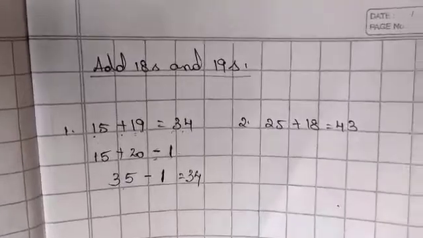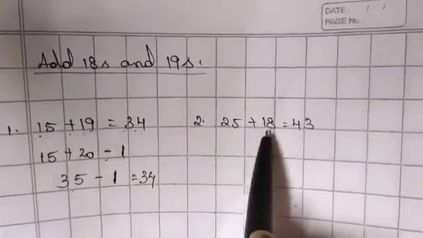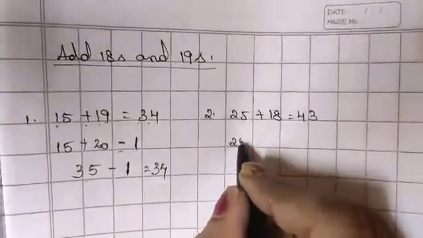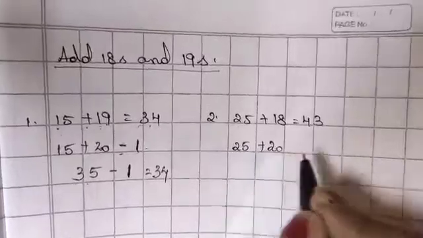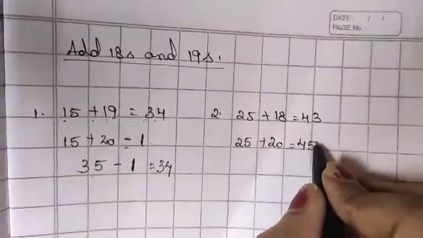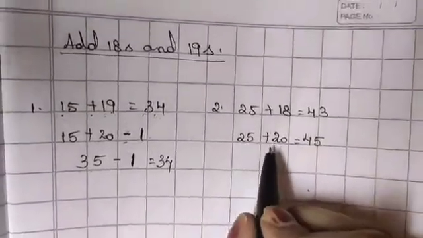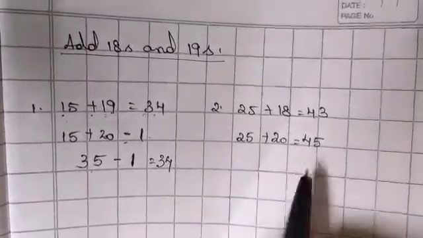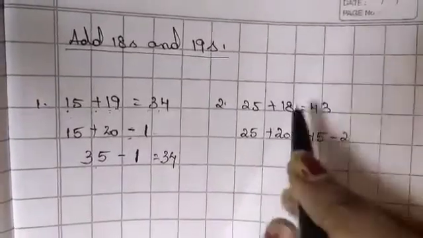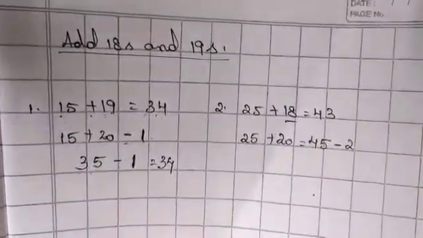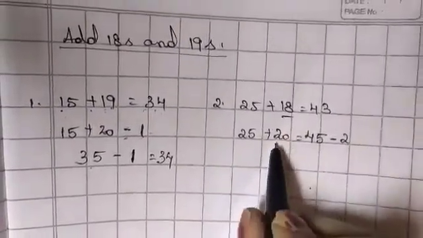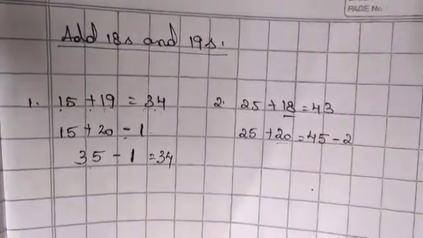And coming to the next one. 25 plus 18 will be 43. So 25 plus 20 will be 45. Right? Now we have to do minus 2. Why do we have to do minus 2 from here? Because here we have 18. So to make it an easier way, what are we going to do? We are adding 20 first and we are subtracting 2.